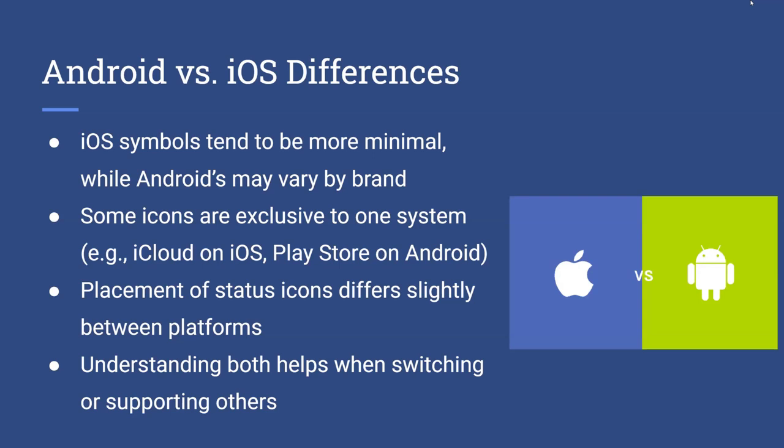Also, placement of status icons differs slightly between platforms. For example, on iPhone, you might see the Wi-Fi symbol at the completely top right, but on Android, you might see it somewhere else. So there is a difference in placement, but understanding both helps when switching or supporting others. There are pretty big differences in icons, but as long as you understand what an iPhone's icon looks like, you shouldn't have too much trouble switching to an Android. They look somewhat similar, even if they're stylistically different.